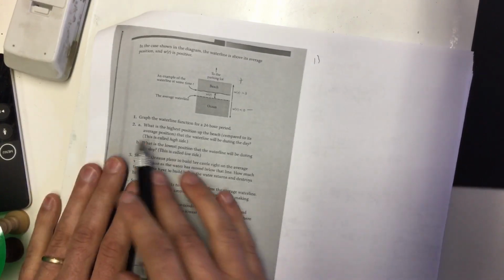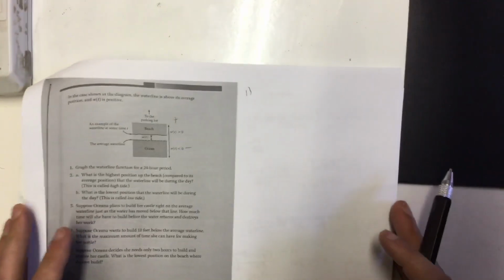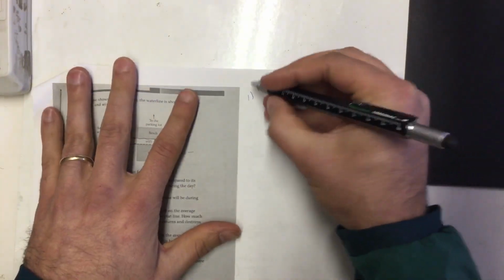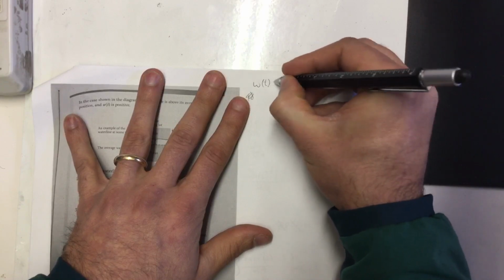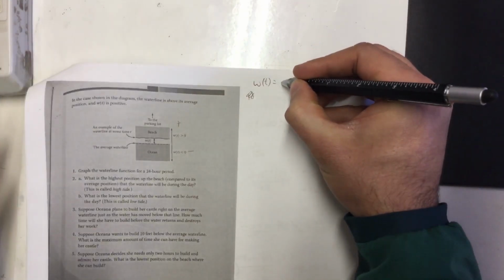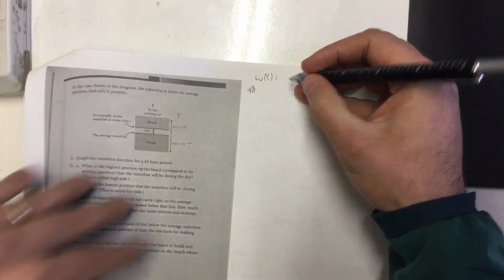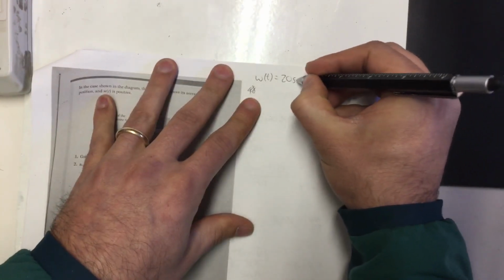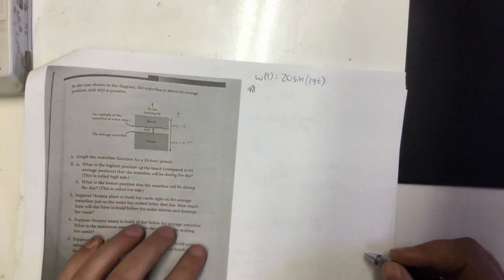First things first, we're going to graph the water line function for a 24-hour period. Okay, let's see, can I scooch this over? Scooch, scooch, scooch. So let's do it. We know that our water line as a function of time is modeled by the function, did I give it to us on the other page? 20 times the sine of 29t.